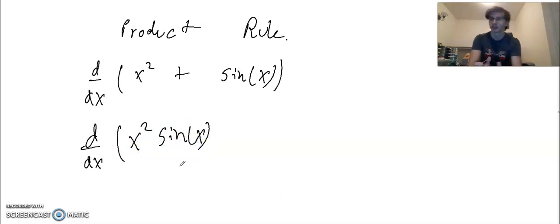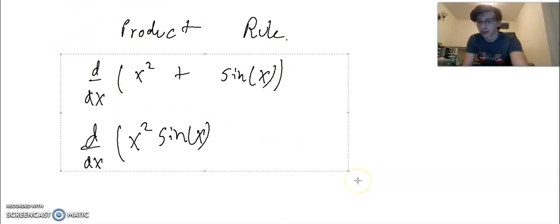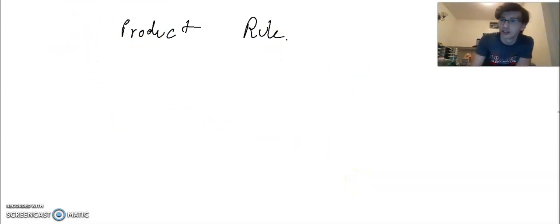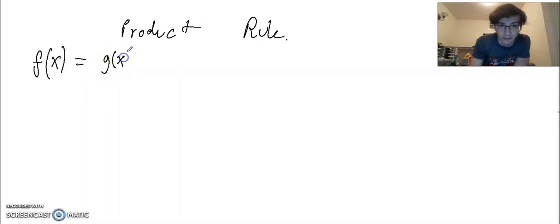Well, this is a little different because they're multiplied by each other. We can't just distribute the dx and add them. So what we're going to do is, I'm going to prove it real quick. Let's just write it into more basic terms. If we have this main function f of x, and it has two different parts, like from earlier, this x squared, let's just say it's g of x, and that sine of x, let's just say it's h of x.